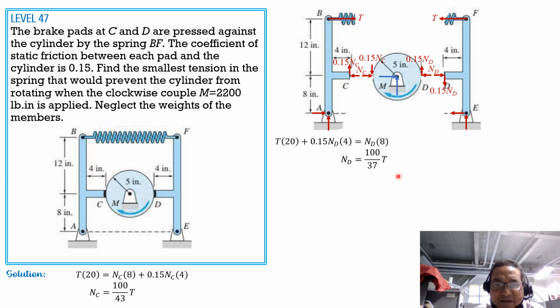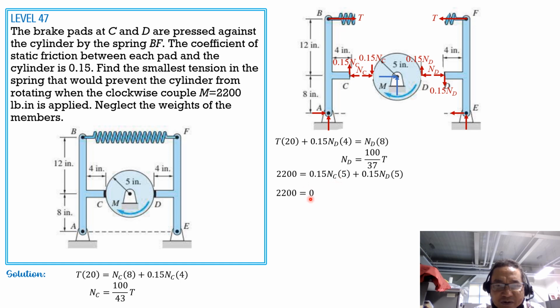So having found N sub C and N sub D, the next step is to sum up moment about the center considering this free body diagram. So that moment is 0.15 N sub C times 5 inches plus 0.15 N sub D times 5 inches, and the moment is 2,200 pound-inch. So 2,200 pound-inch equals 0.15 N sub C times 5 plus 0.15 N sub D times 5. Factor out 0.15 times 5, which is 0.75.